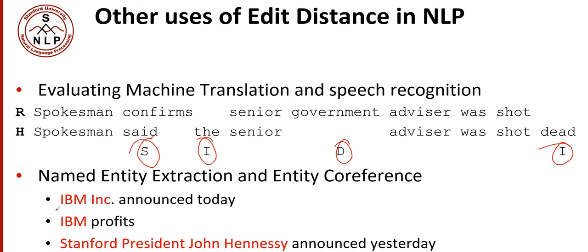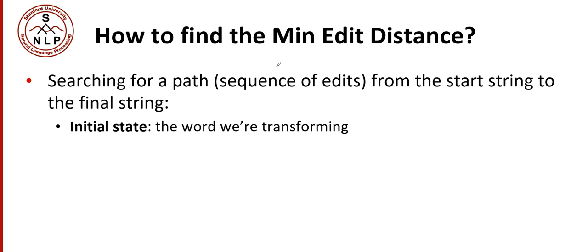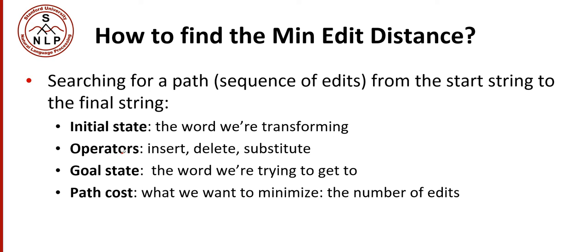Now there is named entity extraction and entity co-reference. Also, it is useful to have edit distance calculated. So how do we find the minimum edit distance? We start with the initial state and the operators, the goal state, the word we're trying to get to, and the path cost.